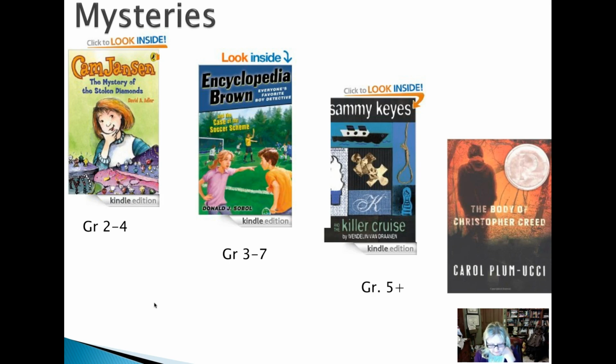And the final one I have here is a book by Carol Plum-Ucci, who is a New Jersey author, and I believe it's grade 7 and up. It's definitely a teen novel, and as you can see, it got the Printz Award. 16-year-old Tori Adams tries to solve the mystery of the disappearance of a bullied classmate in this one.